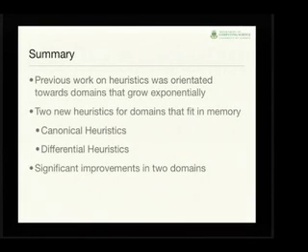If we look in general, there's a lot of previous work. Basically, 10 years of previous work has been done on heuristics oriented towards problems that grow exponentially. This is the first new work that's been done towards domains that fit in memory, but also towards what happens if my problem state space doesn't grow exponentially. There are problems in genetics, like sequence alignment, that also look like that. And we have significant improvements in these domains. There's a lot of interesting research to be done here.